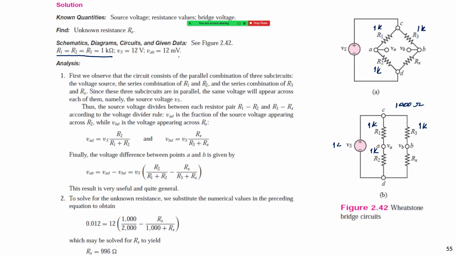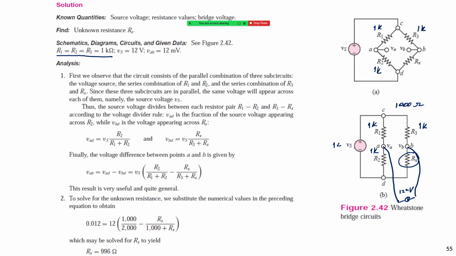VAB, if we measure VAB here, is 12 millivolt. If we can measure VAB of 12 millivolt, how much is Rx? In this case, we can compute Rx. Okay, so we can compute Rx here. So how to compute Rx?